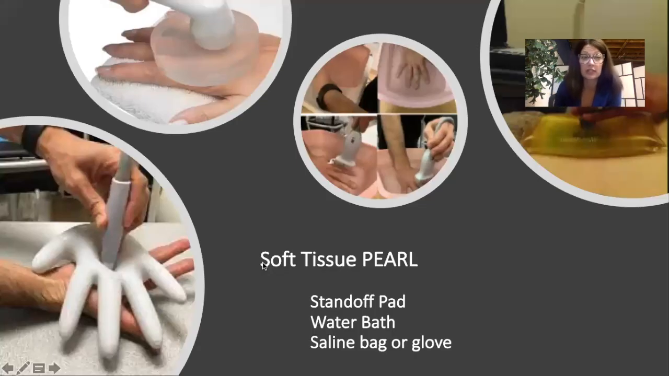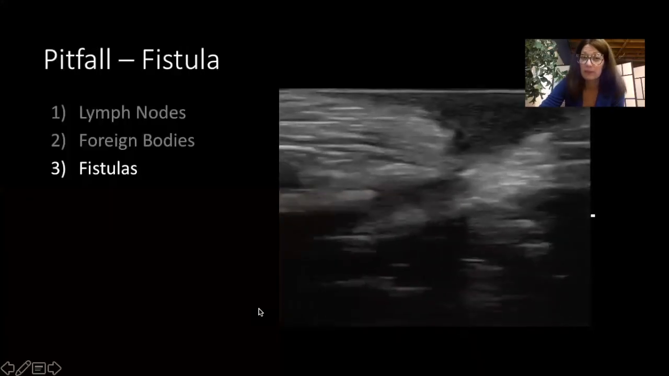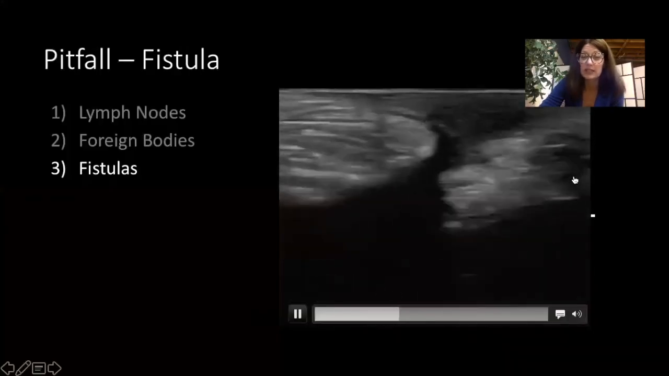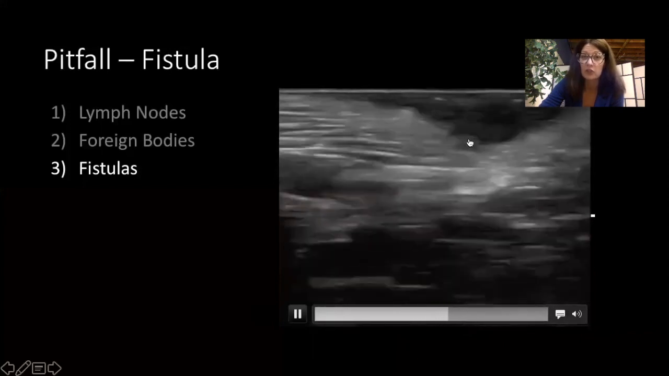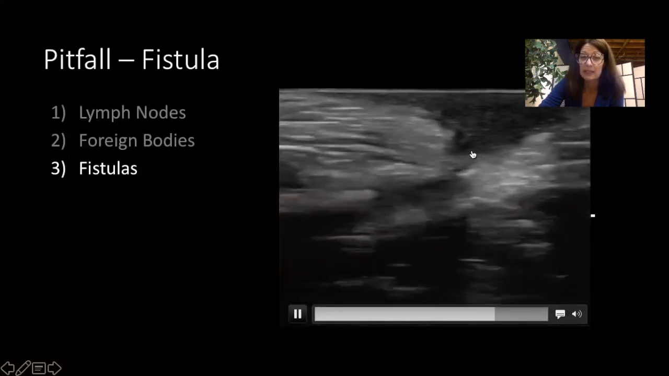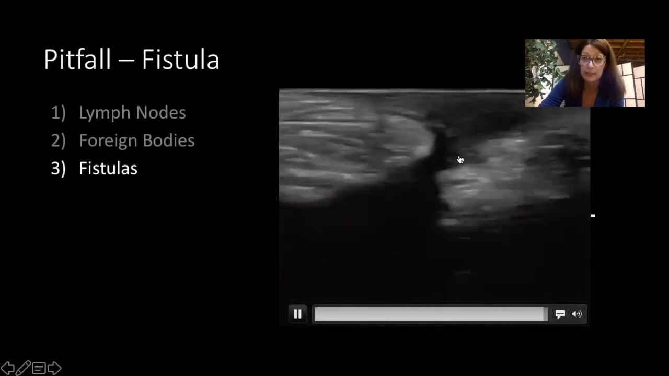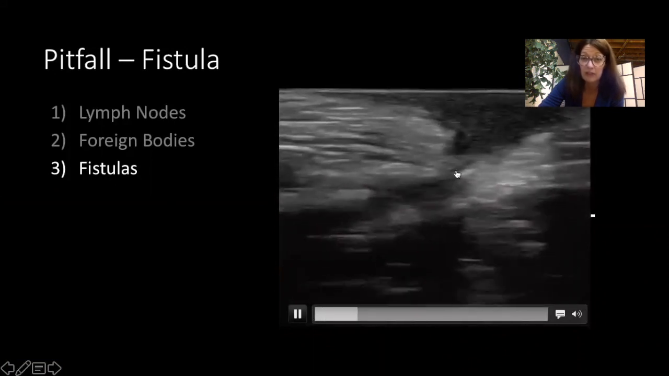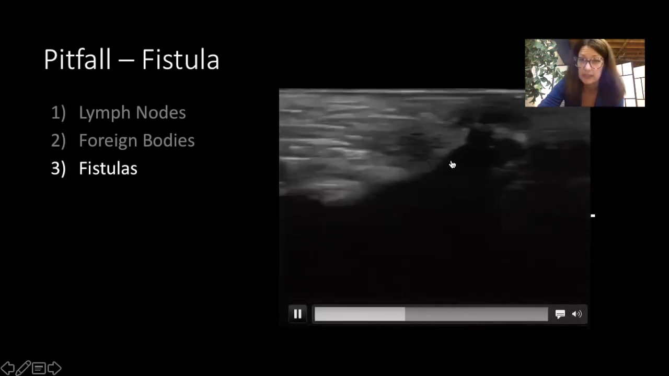A pearl to consider, especially in very superficial structures, is using a water bath or saline bag, or even just a bag with glove, in order to enhance your acoustic window. And you may even find that the pediatric patients find this more entertaining, and it makes it a little more comfortable for them. A third pitfall would be if you don't image the entirety of the abscess, you may miss that it's extending a little bit deeper. So in this case, it was the buttock abscess again, but there was actually a fistula. You can see it starting to extend down there.